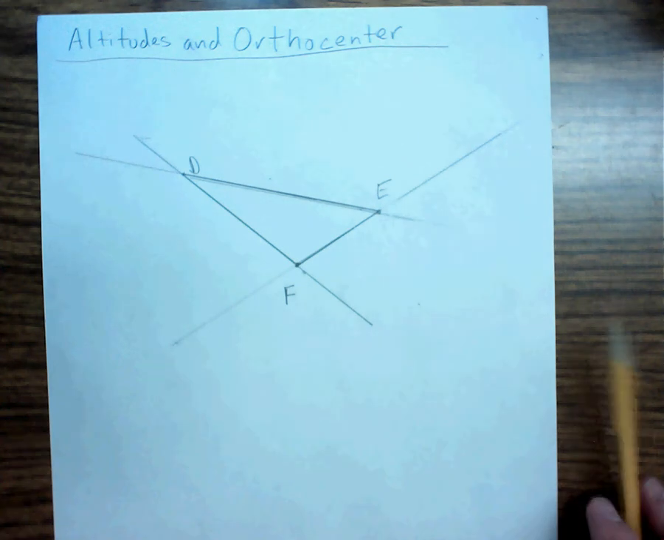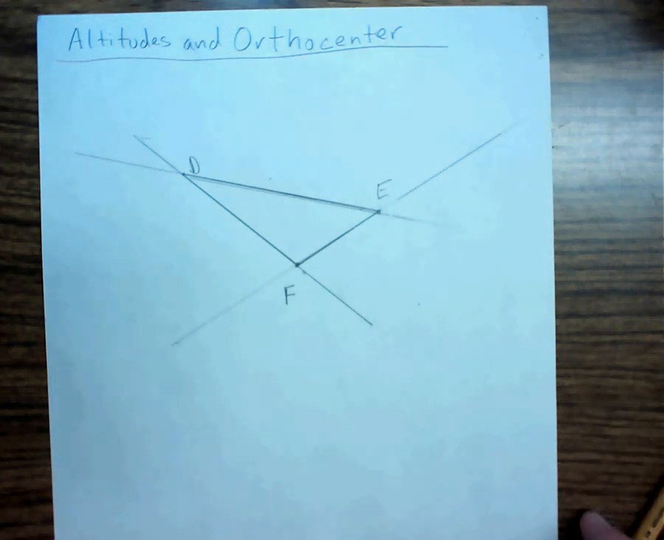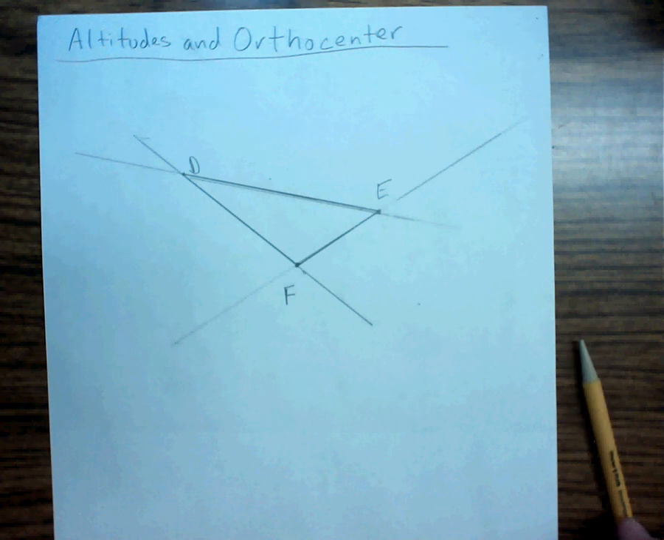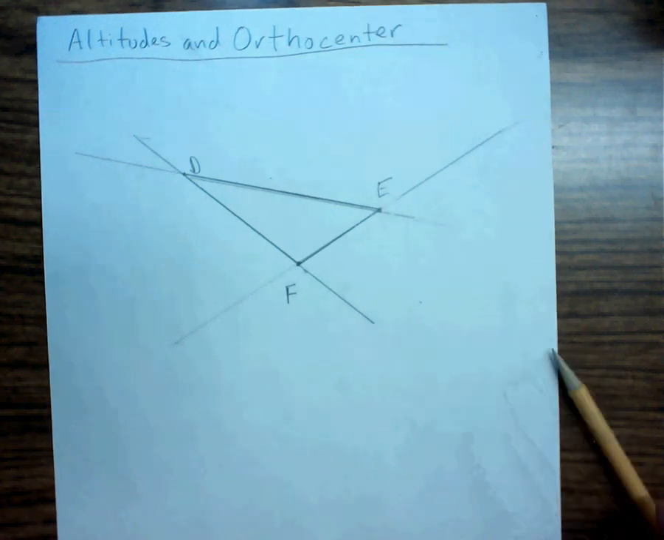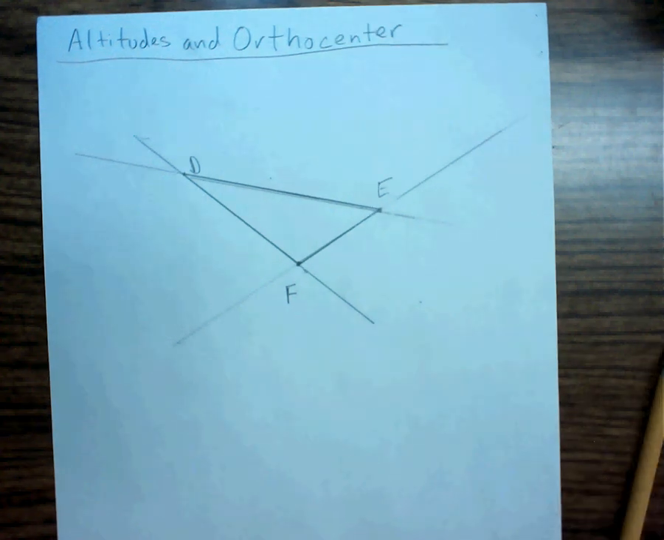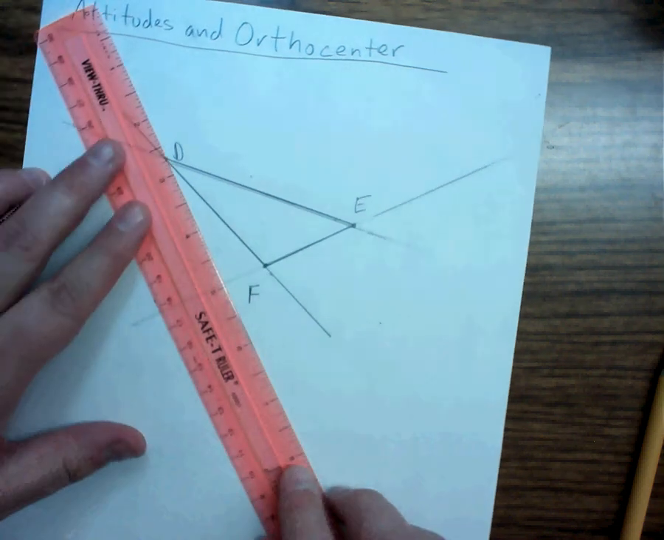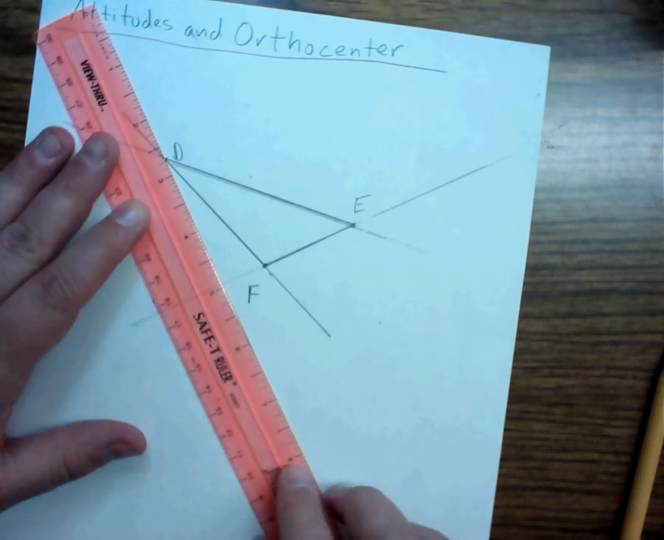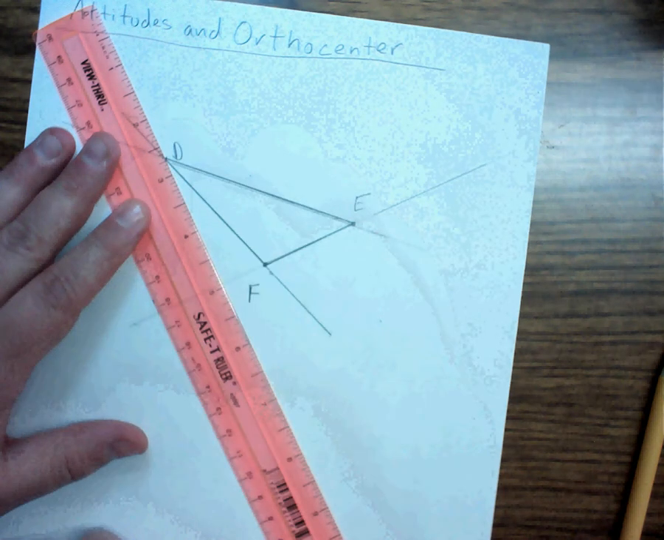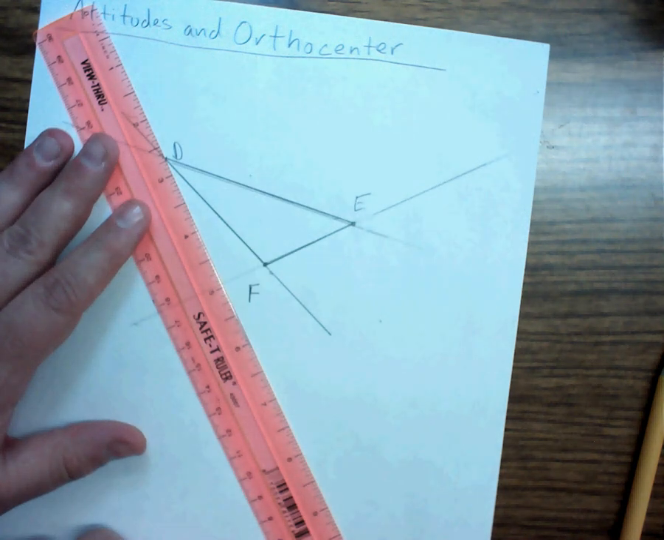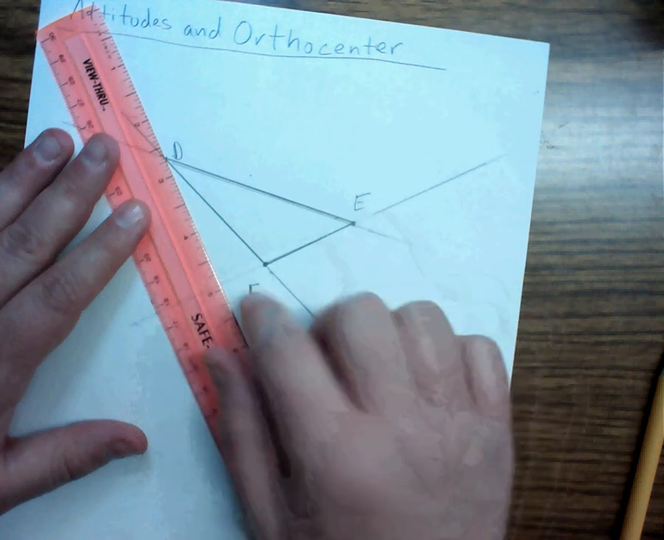Okay, so the orthocenter is where the altitudes converge, the point of concurrency of the altitudes. But the altitude needs to form a 90-degree angle with the base. So I'm going to find the altitude of this triangle. What I need to do is draw a line that forms a 90-degree angle with the base EF, through D.